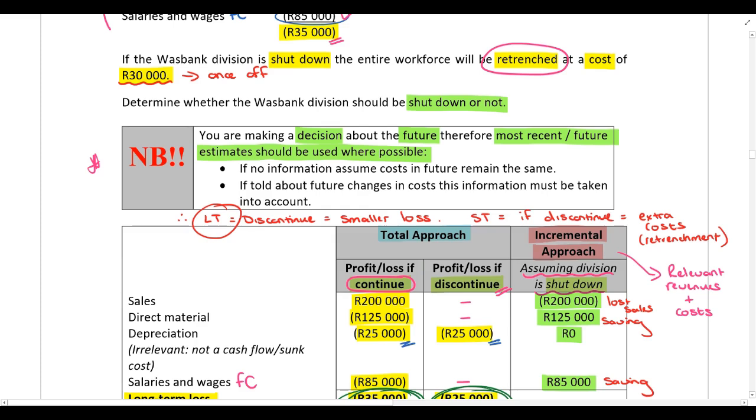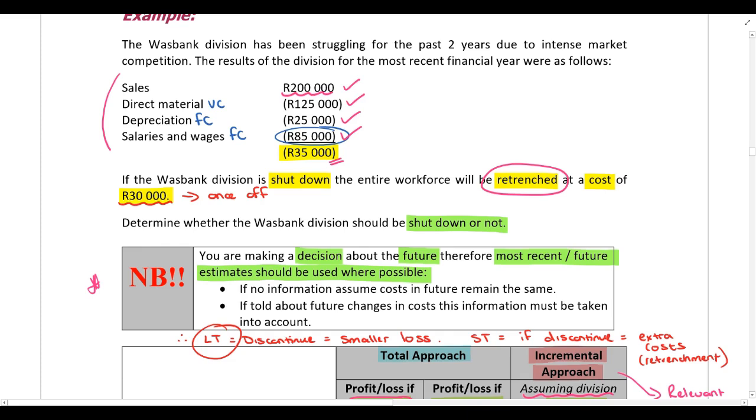So in this question over here, I gave you the information for the most recent financial year, and I didn't give you any other information. So in this question, we were forced to use the information from the most recent financial year. However, what they might do is they might tell you, this is the information for the most recent year, but this is what they expect to change in the future. They think in the future, sales will increase by 10%. Material costs will increase by 5%. Depreciation will stay the same. Salaries and wages will stay the same.